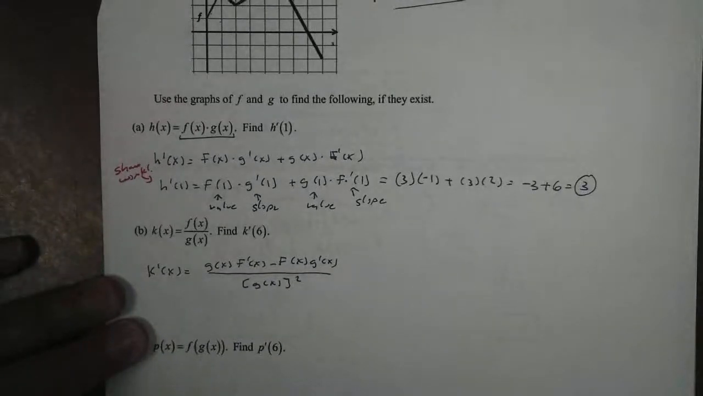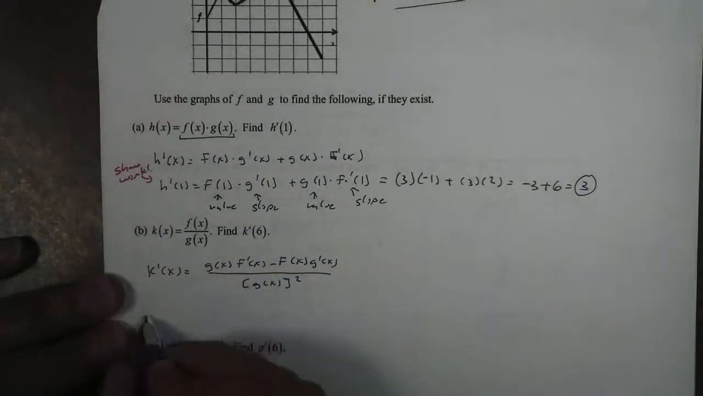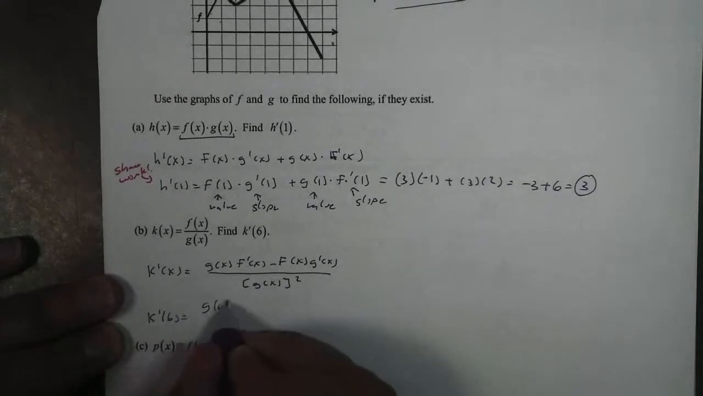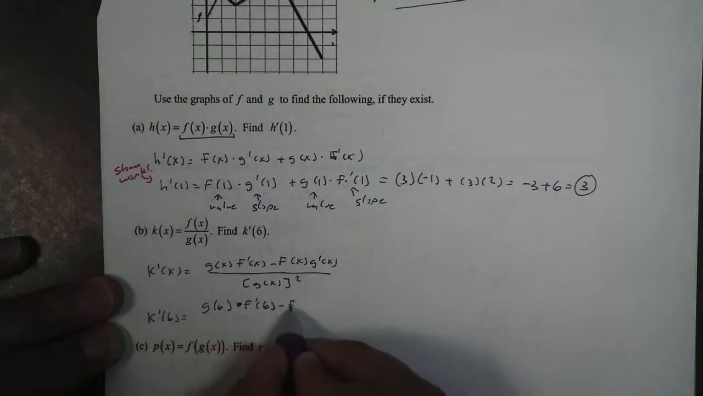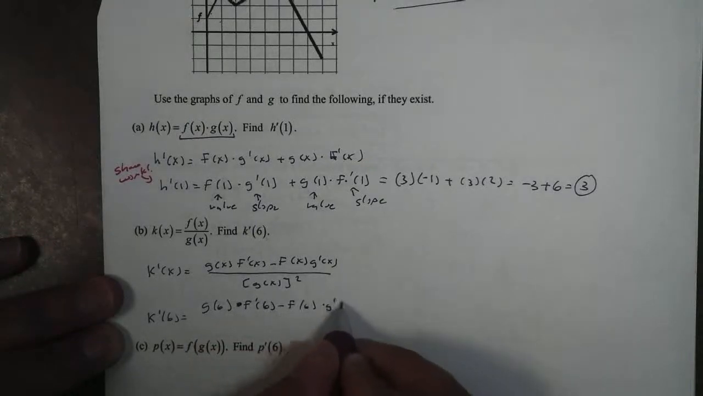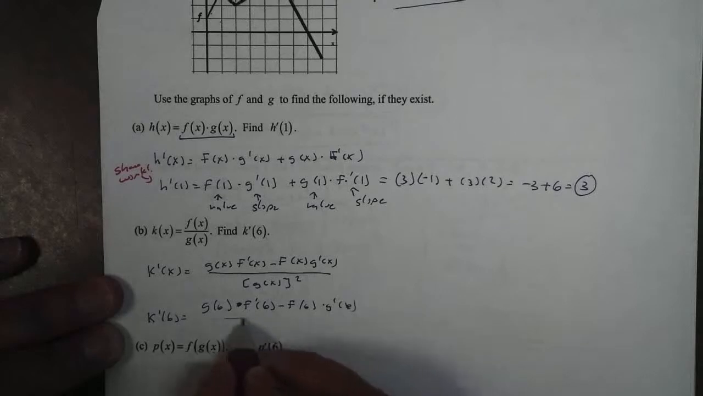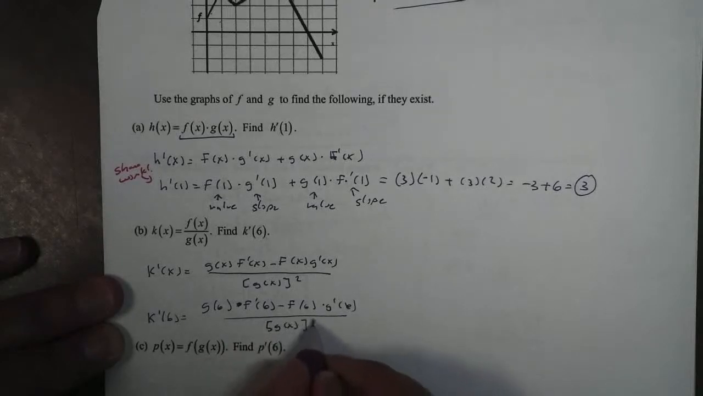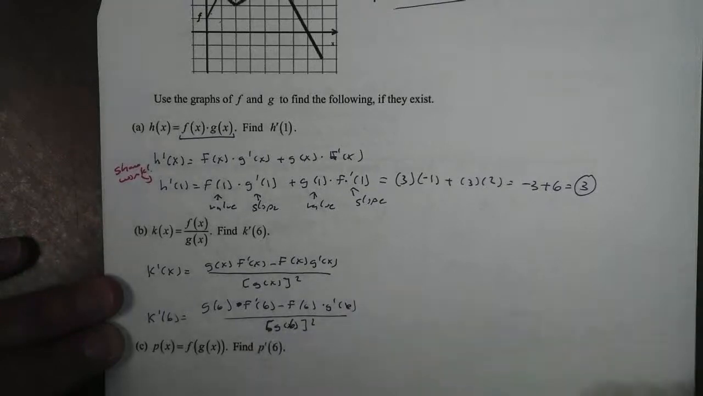Okay. So now I'm going to plug in my 6's, k prime of 6. We're looking at g of 6 times f prime of 6 minus f of 6 times g prime of 6, all over g of 6 squared. Again, I'm going to write down all my work. I kind of zoomed in too much, you can't see the graph anymore. Other way. There we go.